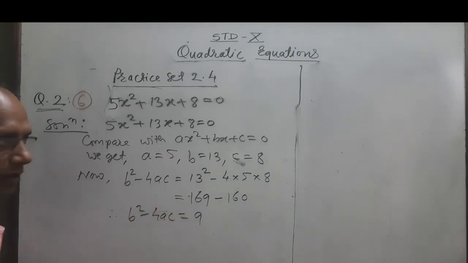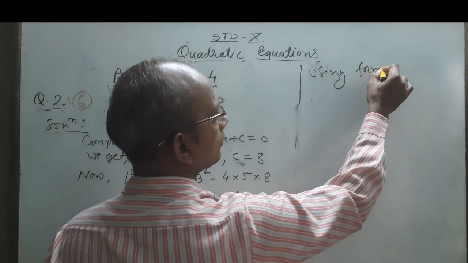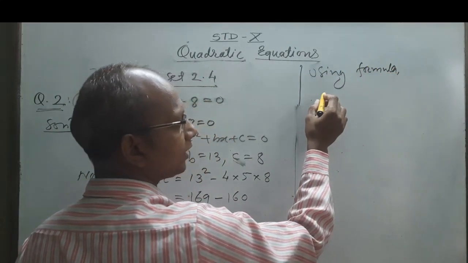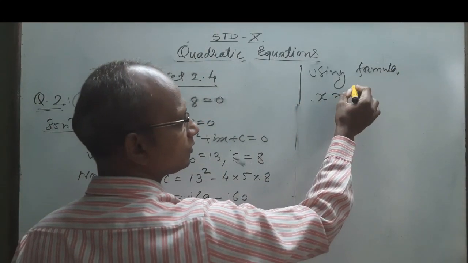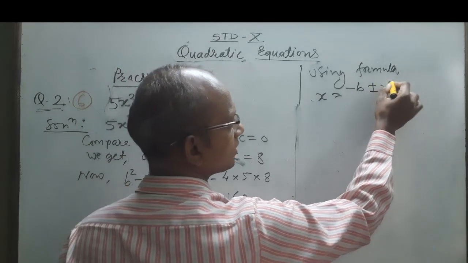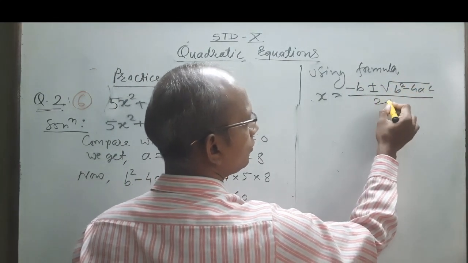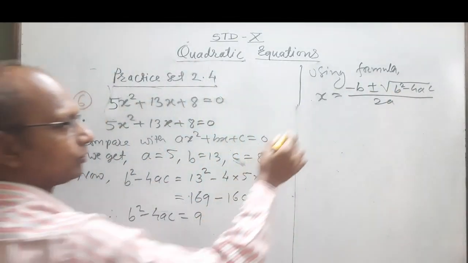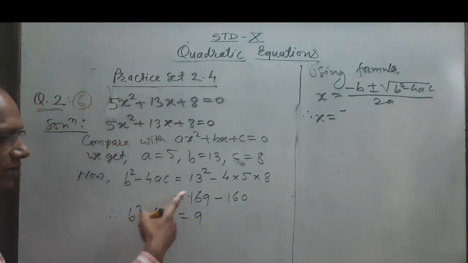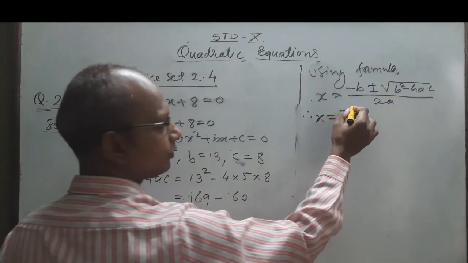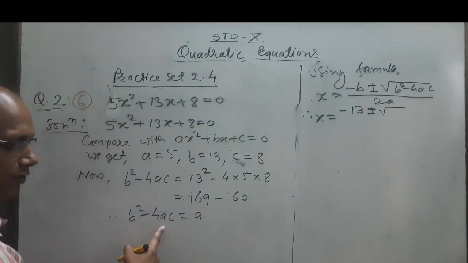Now we use the formula. So using the formula, what is the formula? Again, the variable is x. So what do we write? x is equal to minus b plus minus under root b square minus 4ac upon 2a. Okay, so putting the value, x is equal to minus b. The value of b is 13, so minus 13 plus minus under root. What is the value of b square minus 4ac? 9.